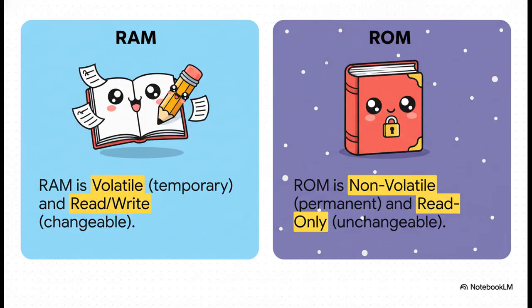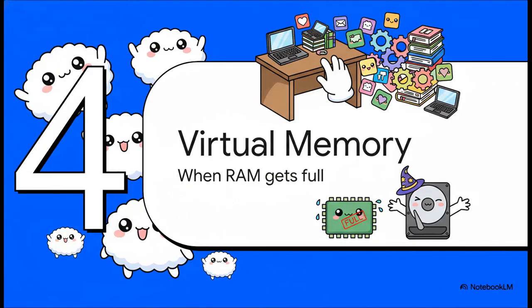And putting them side by side like this just makes the difference crystal clear. RAM is your temporary, messy, changeable workspace that gets wiped clean. ROM is the permanent, unchangeable instruction book that's always there, even with the power off. Two totally different jobs, and both are absolutely critical. So we have our desk, our instant access tools, and our startup manual. But what happens when we try to put way too many projects on our desk at once?